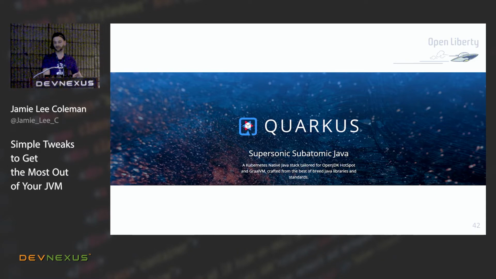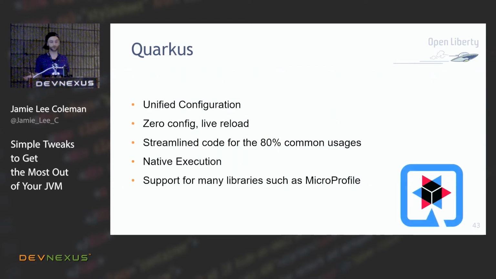So Quarkus is another amazing runtime. This is from Red Hat. Very similar goals to OpenLiberty. So you want very simple configuration, like what we've done with OpenLiberty. Live reload, so like I mentioned, being able to change your code without having to save things, having it automatically deployed. Streamlined code, so for 80% of common usages. And this has native execution.